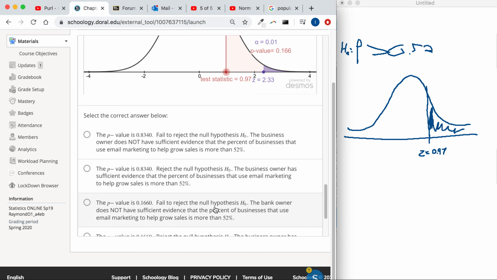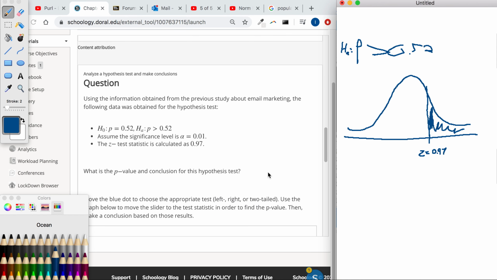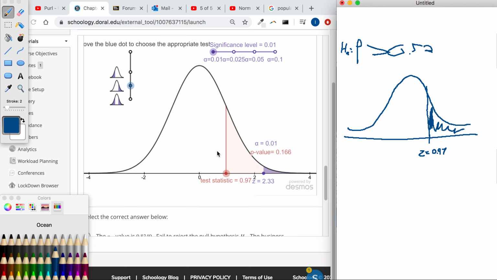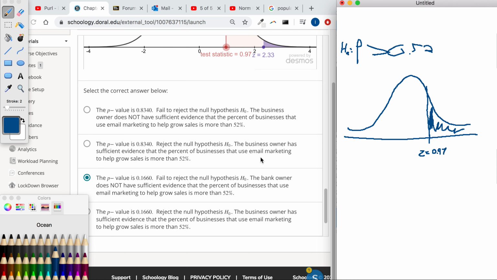0.166. We failed to reject the null hypothesis, okay? Because a p-value has to be less than alpha. Okay, p-value has to be less than this alpha in order to reject the null hypothesis. Our p-value of 0.166 is greater than that alpha of 0.01. So we should fail to reject the null hypothesis.